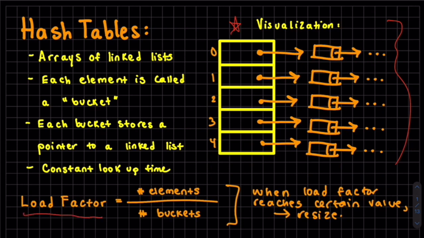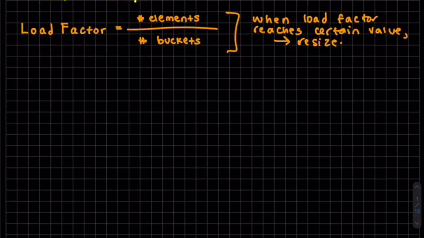We need to know the definition of load factor. The load factor is defined to be the number of elements over the number of buckets. Now, why do we have a load factor? Well, it's going to tell us about when we need to resize. So when a load factor reaches a certain threshold, we resize our hash table, okay? And that value can be determined by us, or it might be given to you in the problem.